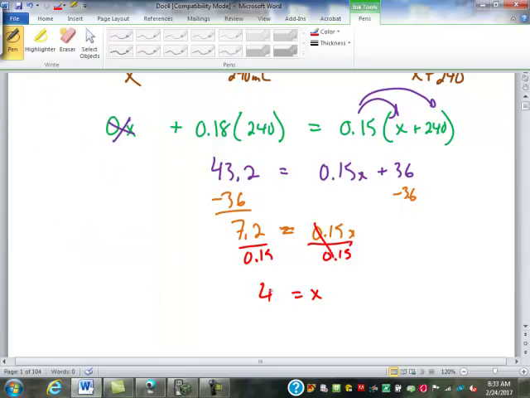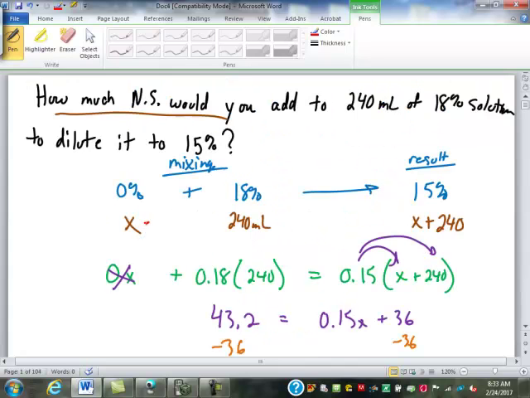So 48. So x equals 48. Let's go back up and make sure we know what that means. That's volume. All my other volumes are in milliliters, so that's 48 milliliters. So we would add 48 milliliters of sterile water to that solution to dilute it to 15%.